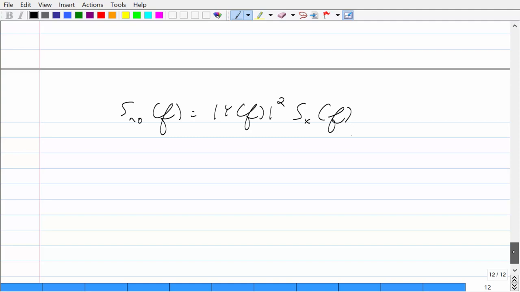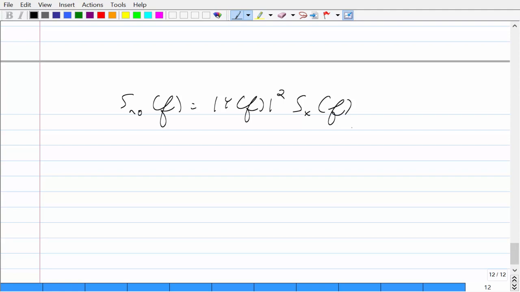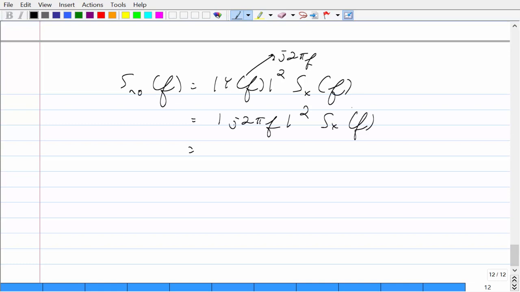So what's going to happen is that the differentiator is j 2 pi f, all right? So this becomes the magnitude of j 2 pi f squared. The magnitude of j is just simply 1, right? So when you do the magnitude squared, the j goes away, and you're left with 4 pi squared f squared times Xs of f. So that's what's happening here.